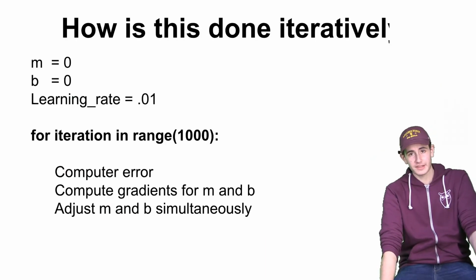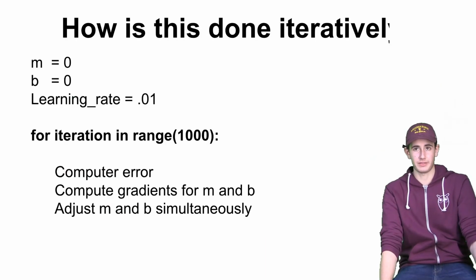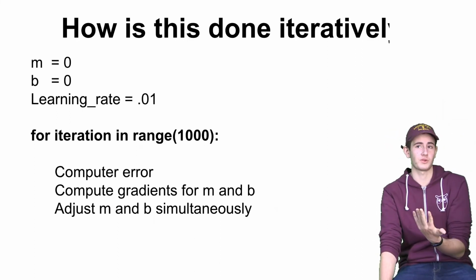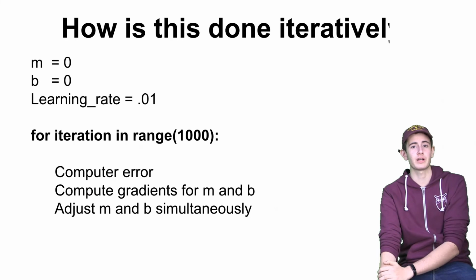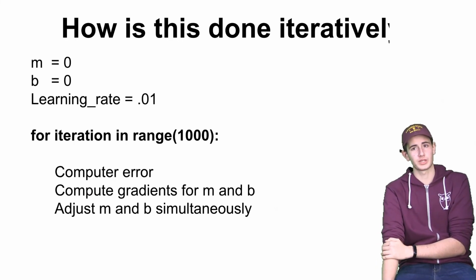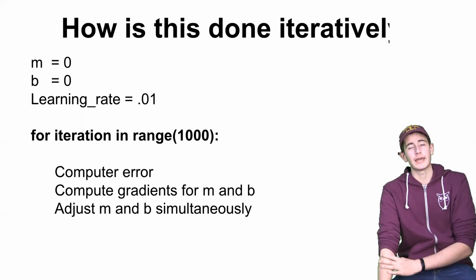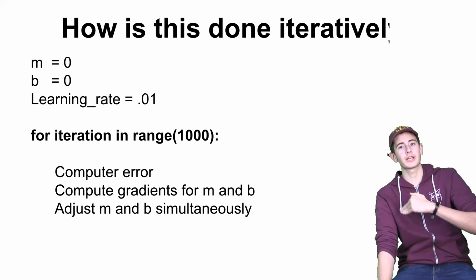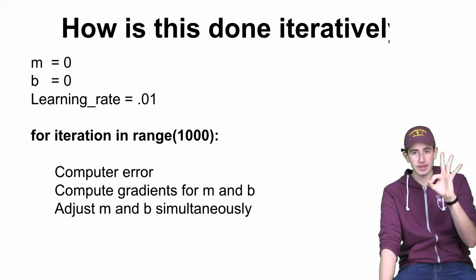So now the question is, how is this done iteratively in Python? We set our M and B values to 0. We set our learning rate to 0.01, which is some arbitrary value that we've chosen that works really well. And then we iterate. So for some set of iterations, we say for iteration in range. And then we do three things.